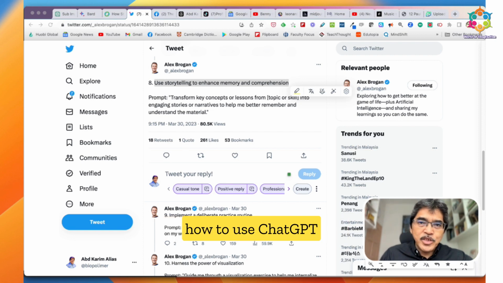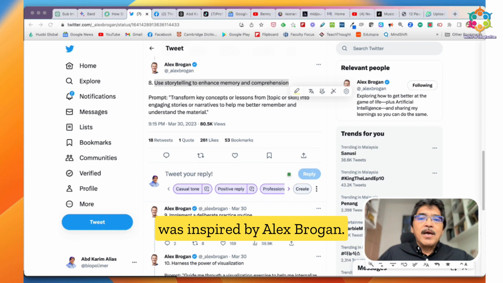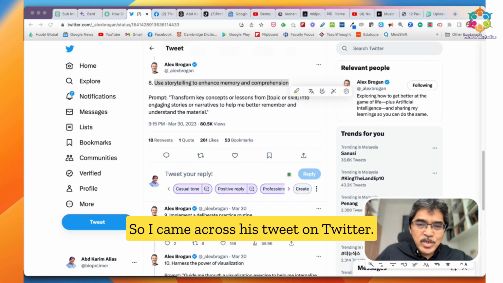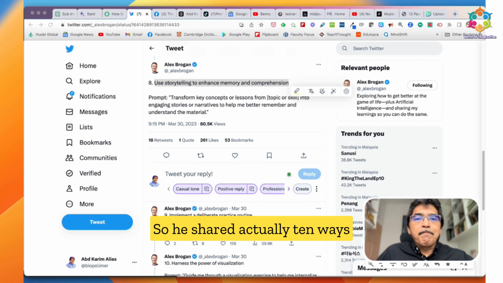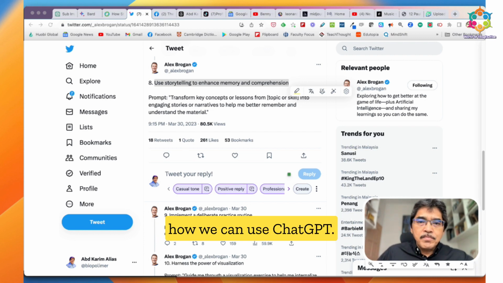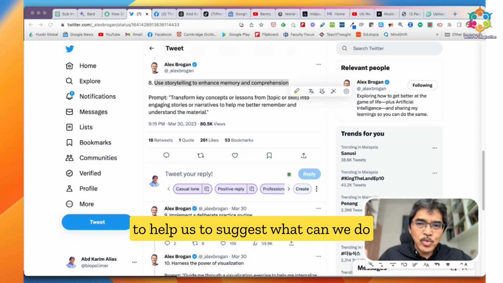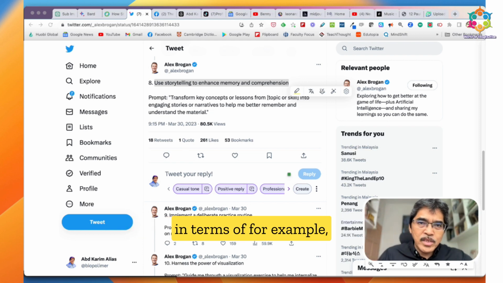This ChatGPT series, how to use ChatGPT to accelerate learning, was inspired by Alex Brogan. I came across his tweet on Twitter. If you are on Twitter, I think it's good to follow him. He shared 10 ways how we can use ChatGPT. Basically, using the prompt, we can get ChatGPT to help us suggest what we can do in terms of, for example, certain learning strategies, and ChatGPT can give us some ideas.